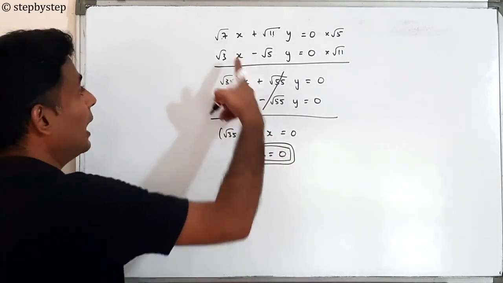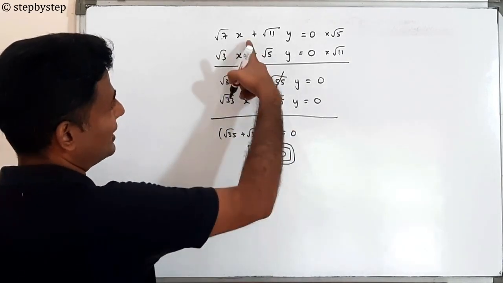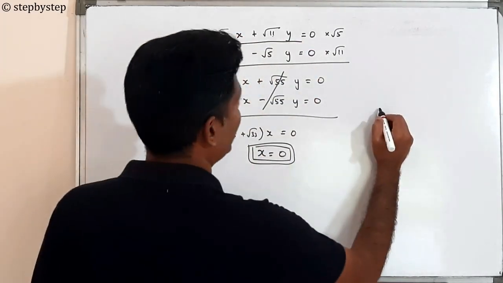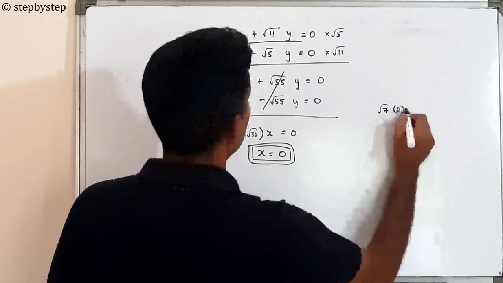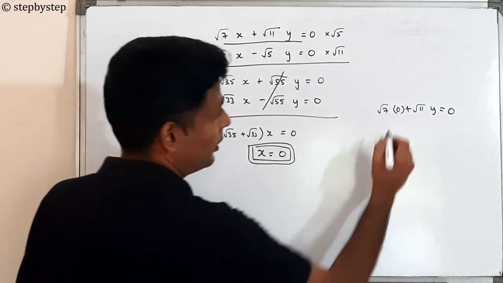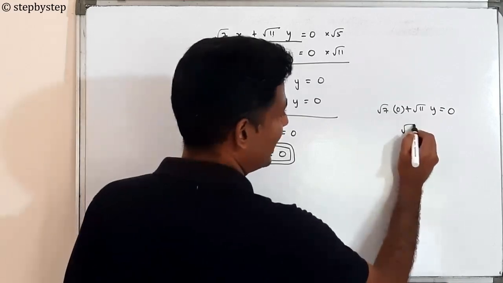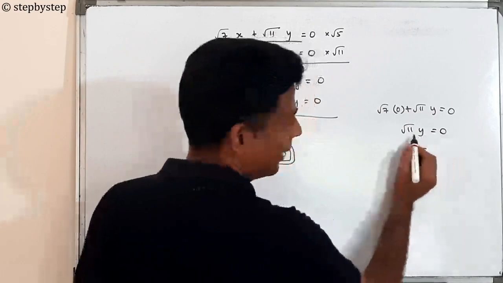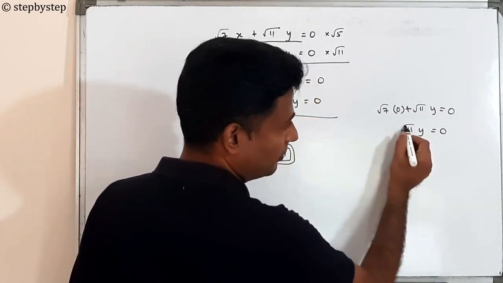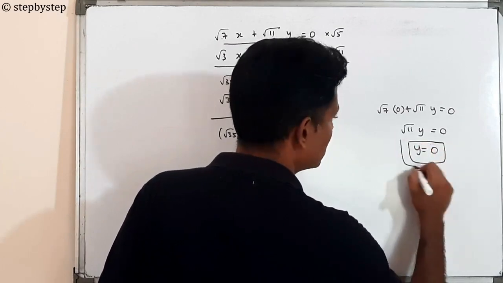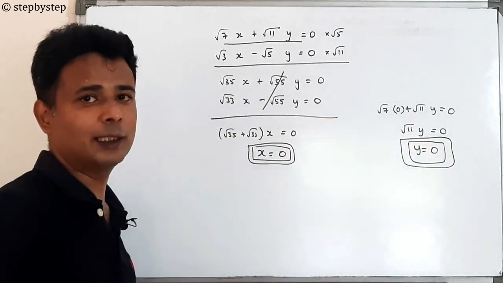Right? Now substituting the value of x in one of these equations, I'll substitute it in the first equation. What do I get? Root 7 into 0 plus root 11 y equal to 0. Root 7 into 0, 0. So I get root 11 y equal to 0, which means y is also equal to 0. Why? Because when I take this to that side, it becomes 0 by root 11. 0 by anything is 0. So I get y equal to 0.